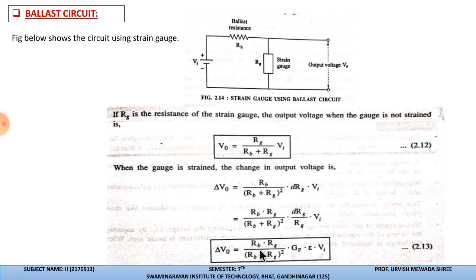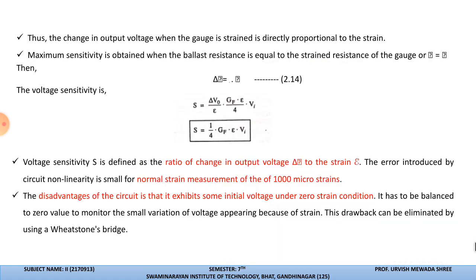From that we can see that the output voltage is directly proportional to the gauge factor and the strain applied. As we have a large gauge factor, it can be used for a wide range, and as we increase the strain on the strain gauge, the output voltage also increases. So from this equation we can say that both are directly proportional. The change in the output voltage when the gauge is strained is directly proportional to the strain applied.